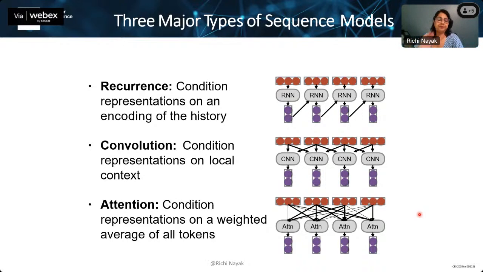Now let's see how deep learning is enabling that. The first most successful models in deep learning were recurrent neural networks.